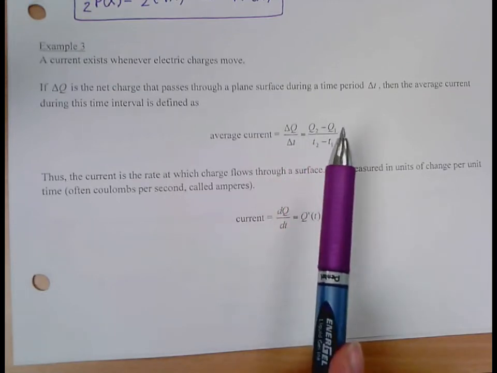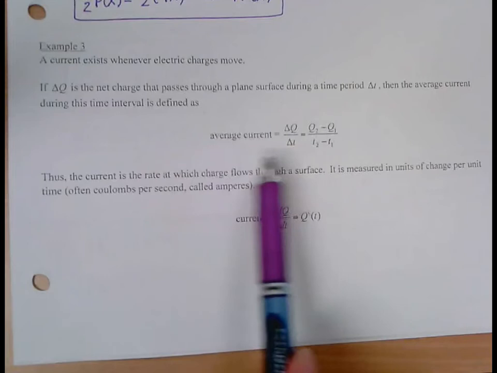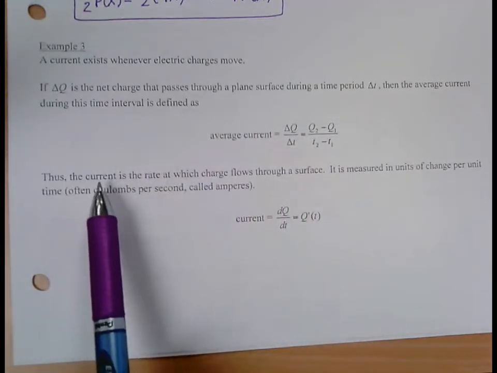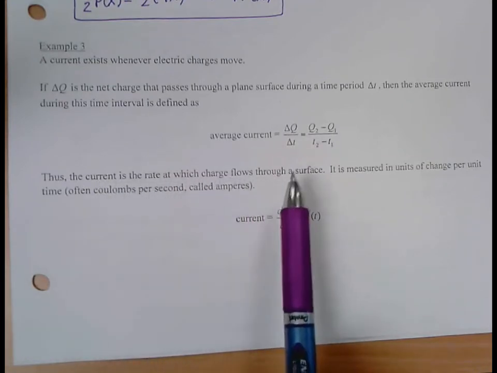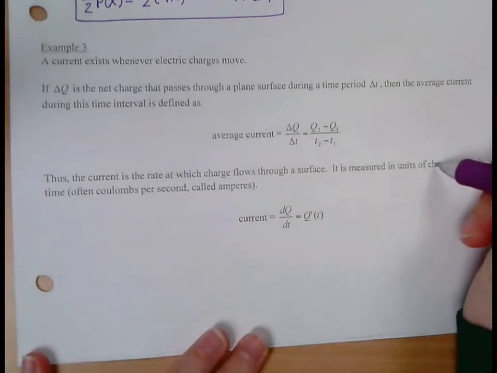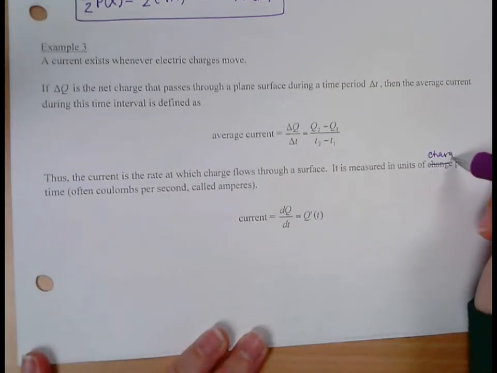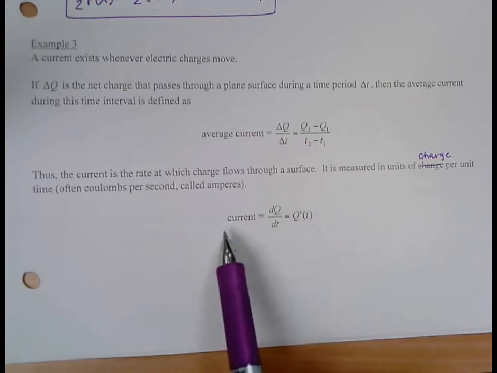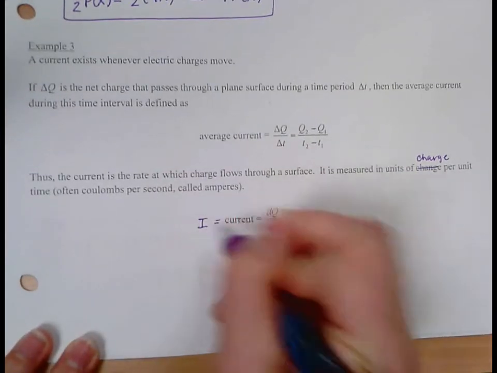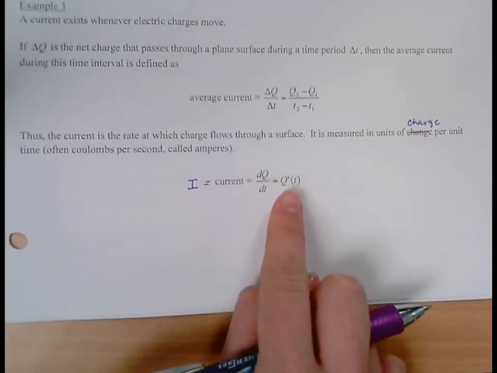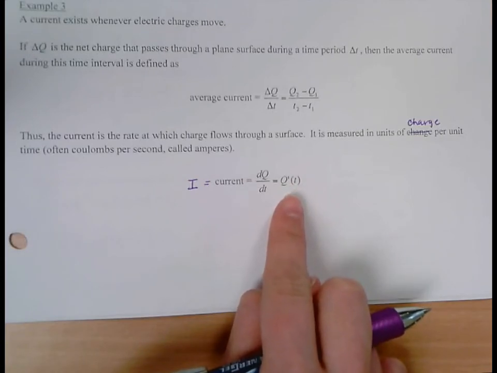So, taking the limiting value of your average currents, the current is the rate at which charge flows through a surface. It tells you what it's measured in. It's measured in units of, I thought I changed that, charge, not change. Units of charge per unit of time, so it's often coulombs per second, called amperes. However, what's important for you to know, current is usually represented with I, but current is the derivative of charge.